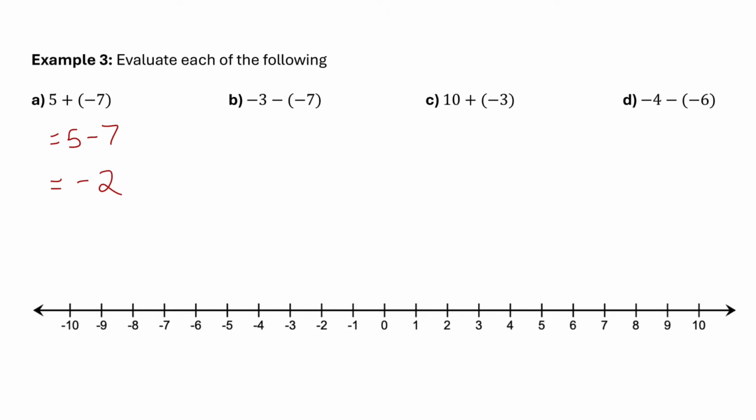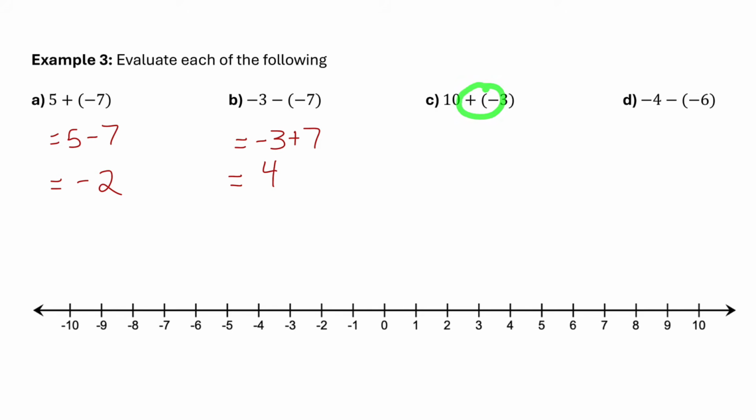Part B, once again, I have two signs adjacent to each other. I have two negative signs. I'm subtracting a negative. Two of the same signs, I can change them to a single positive sign. So it becomes -3 plus 7. And then when adding, I just need to move to the right. So I'll start at -3, and I'll move to the right 7 units, which gives me an answer of 4.